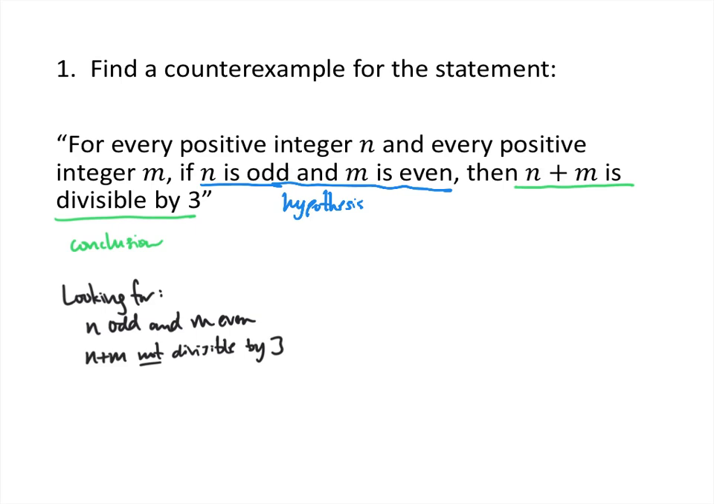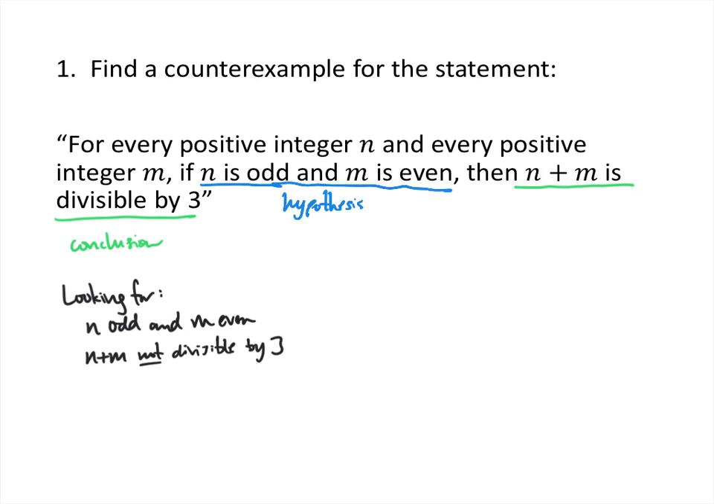So now we're just going to experiment. We're going to play around and look for numbers and see if we can figure out whether we can find an n that's odd, an m that's even, and where n plus m is not divisible by 3. And we might not find it right away, but if we eventually find it, then we have found our counterexample. So the typical way that we start this is we start by picking things that make the hypothesis true, and then we check the conclusion.